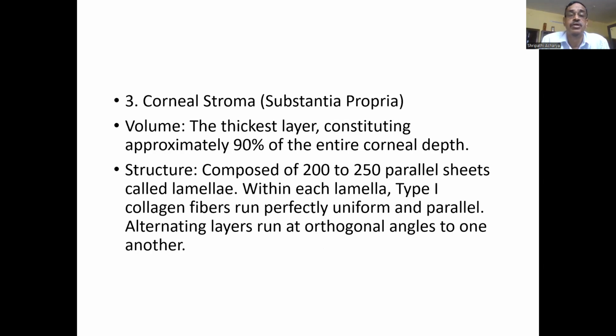3. Corneal stroma or substantia propria. Volume: the thickest layer, constituting approximately 90% of the entire corneal depth. Structure: composed of 200 to 250 parallel sheets called lamellae. Within each lamella, type 1 collagen fibers run perfectly uniform and parallel. Alternating layers run at orthogonal angles to one another.